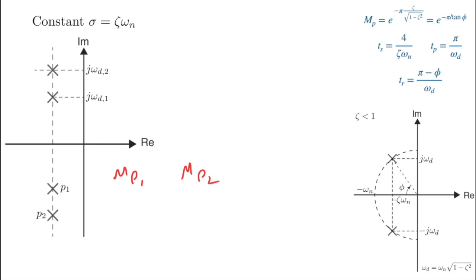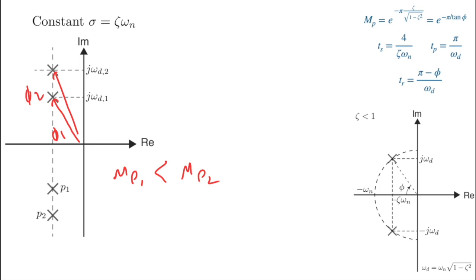So MP1 and MP2. Okay, that's great. So MP1 depends on the tangent of phi. This is phi 1. This is phi 2. As you can see, I increase phi 2. I increase the angle, which means that I decrease the damping. Overall, you can see that based on the same story, I increase the overshoot.